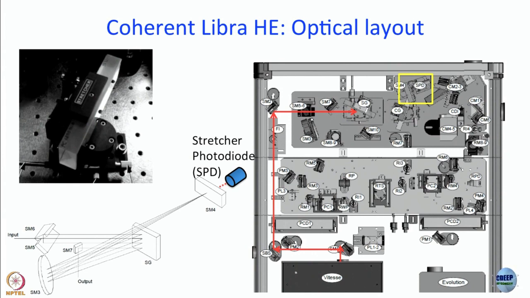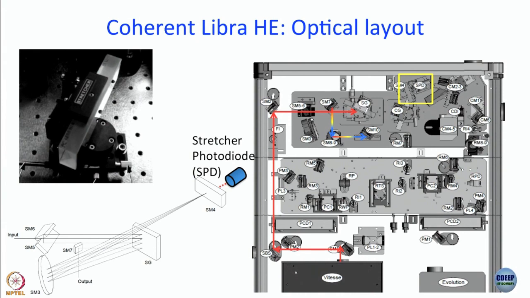Now, let us come back to the light. We said that we were at SM7. From SM7, the chirped beam goes to SM8, SM9. It is basically a periscopic arrangement like this. Comes in here, goes up and goes in this direction. Goes where? To SM10. That is the last mirror in the stretcher. From SM10, where does it go? Now, what should happen? Stretching is done, right? What was the red beam now is chirped.